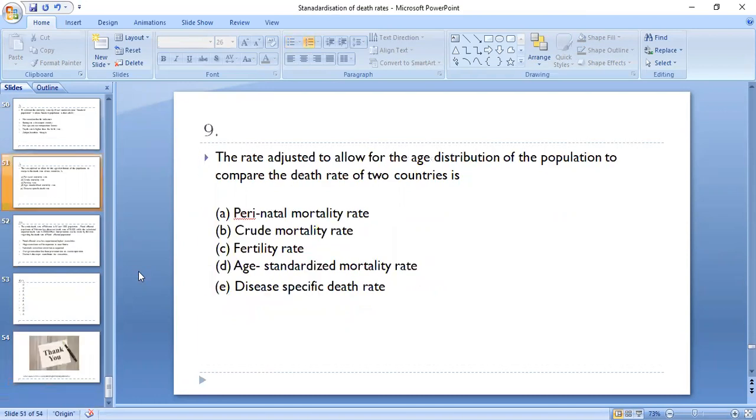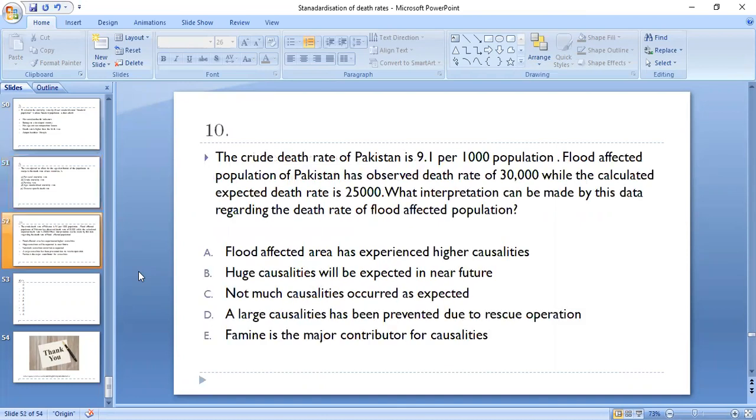Ninth MCQ is the rate adjusted to allow for the age distribution of population to compare the death rate of two countries is: perinatal mortality rate, crude mortality rate, fertility rate, age standardized mortality rate, or disease specific death rate. D, age standardized mortality rate is the correct option.